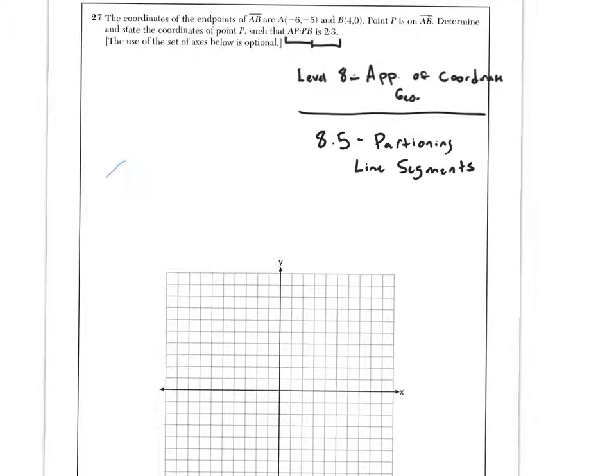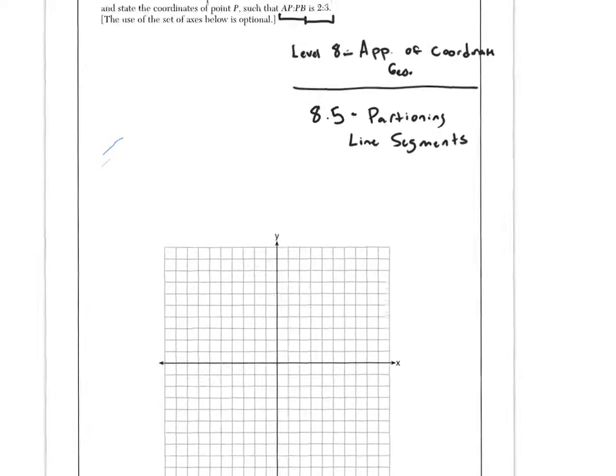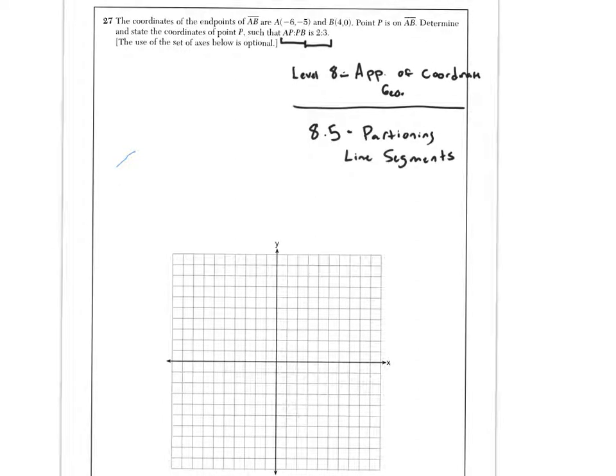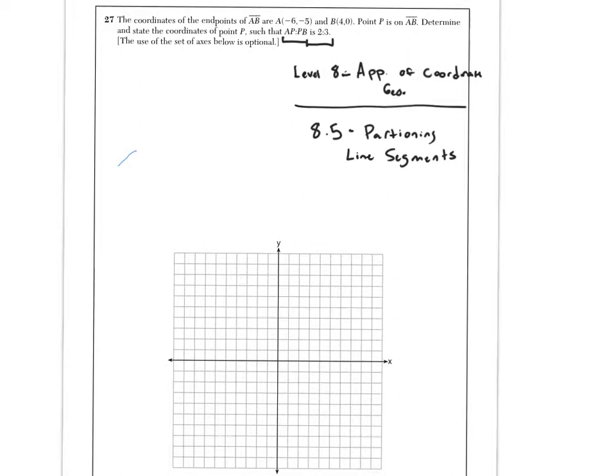So first you start with just plotting your points. So I think we know how to do that. We have, let's zoom out a little bit more, (-6, -5). So that's (-6, -5), and that's our A. And B is at (4, 0). Easy. That's our B. We draw the line.